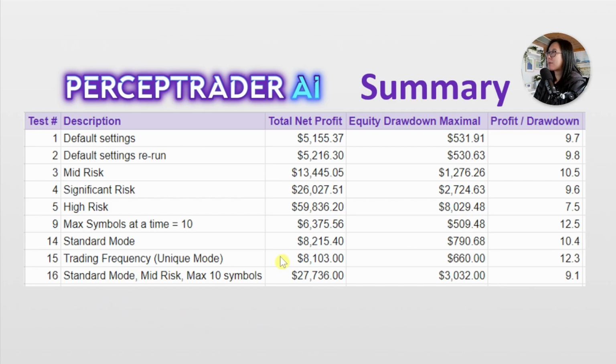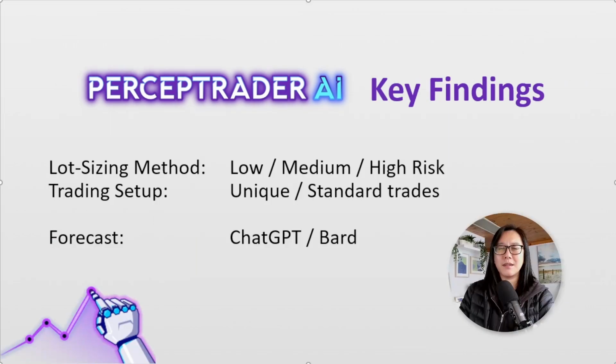When I tried to play around with the standard settings, playing around with the risk and all the other settings, I found the overall profit to drawdown wasn't that good. So all in all, these bottom three, test number 9, 14, and 15, seem to be the best. There are a lot more settings that I have not gone through in this video because I don't find that they are the most important in terms of having a huge impact on your profitability and drawdown.